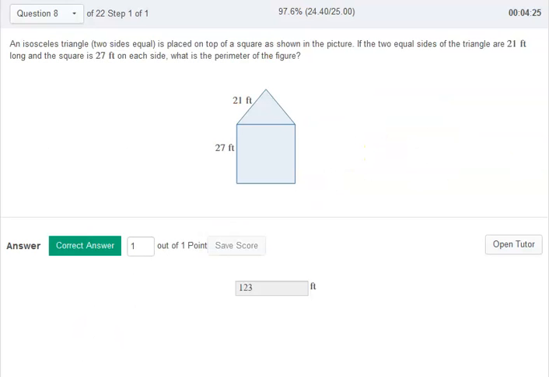In this example, read the question carefully. Here we have an isosceles triangle. Well, in an isosceles triangle, two sides are the same length. So this side and this side are the same length. And it's placed on top of a square. Well, here's the square. So the sides of the square are 27, 27, 27. Now they're asking us for the perimeter of this.